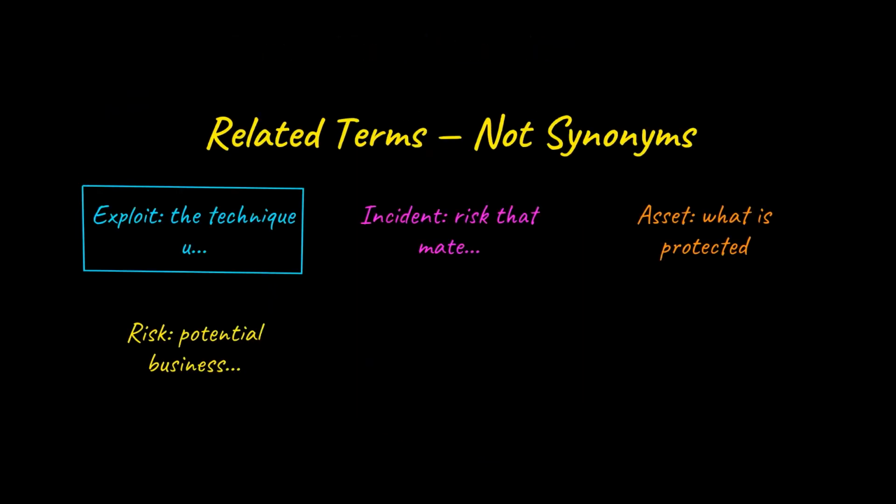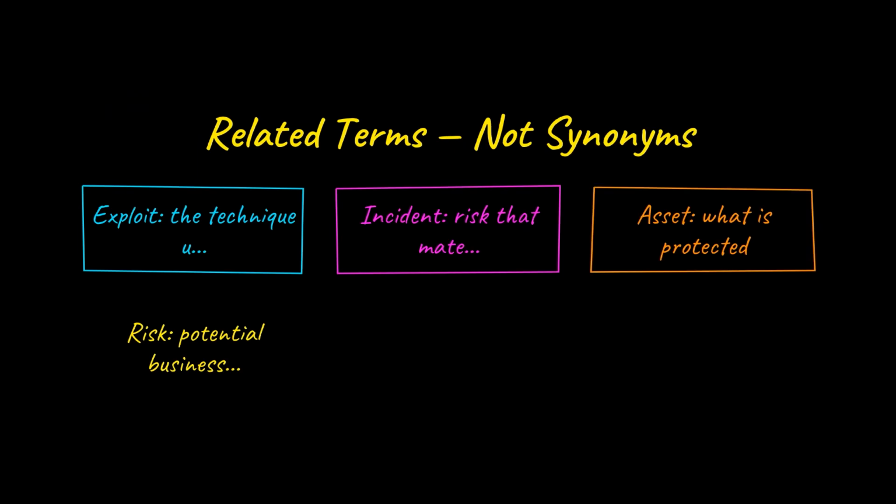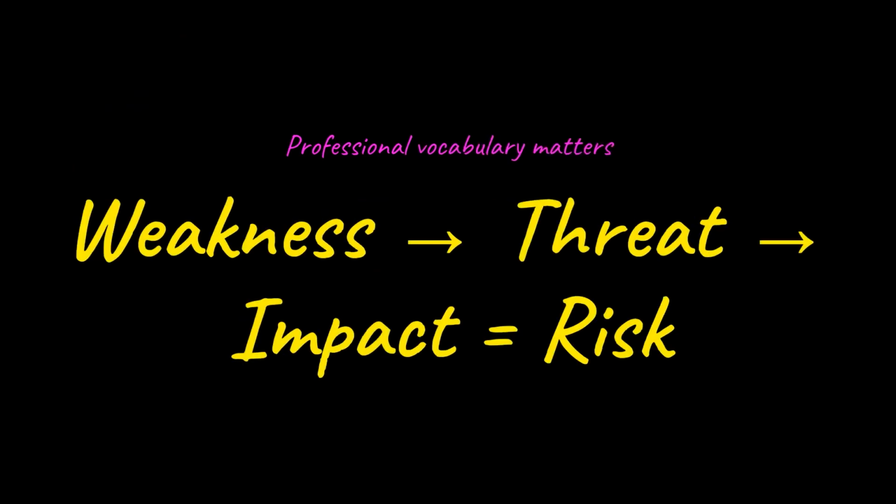Four terms are commonly confused. An exploit is the specific technique that takes advantage of a vulnerability. An incident is a confirmed event where exploitation occurred. And an asset is what you are protecting. Risk is none of these. It is the potential loss if threat and vulnerability converge. Tight vocabulary lets security teams compare options, prioritize budgets, and communicate trade-offs clearly to leaders.